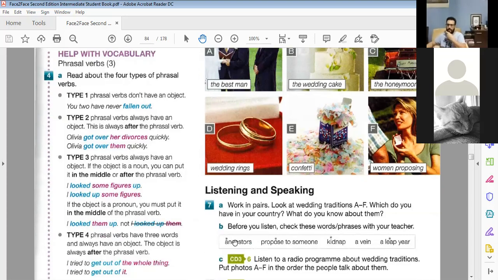Okay, Ibrahim, you missed the words. I don't know if you know all of them, but let me read some of these words because you'll hear them in the listening. We have ancestors, propose to someone, kidnap, a vein, a leap year. Any words that are new here? Ancestors, qudama or the legend. Yeah, correct. Kidnap, خطف. Yeah.